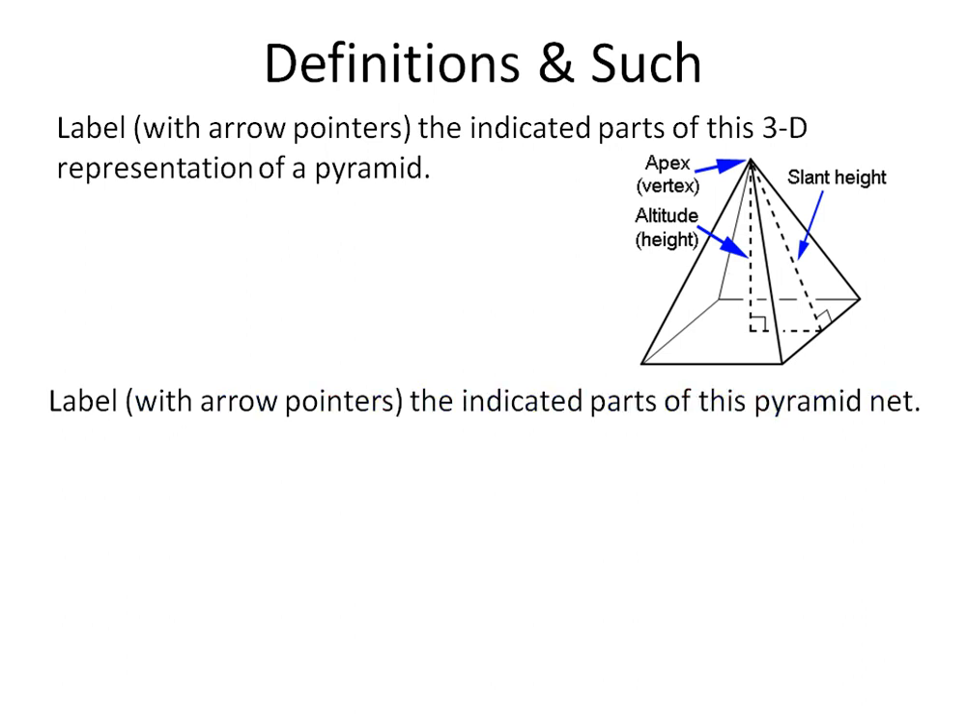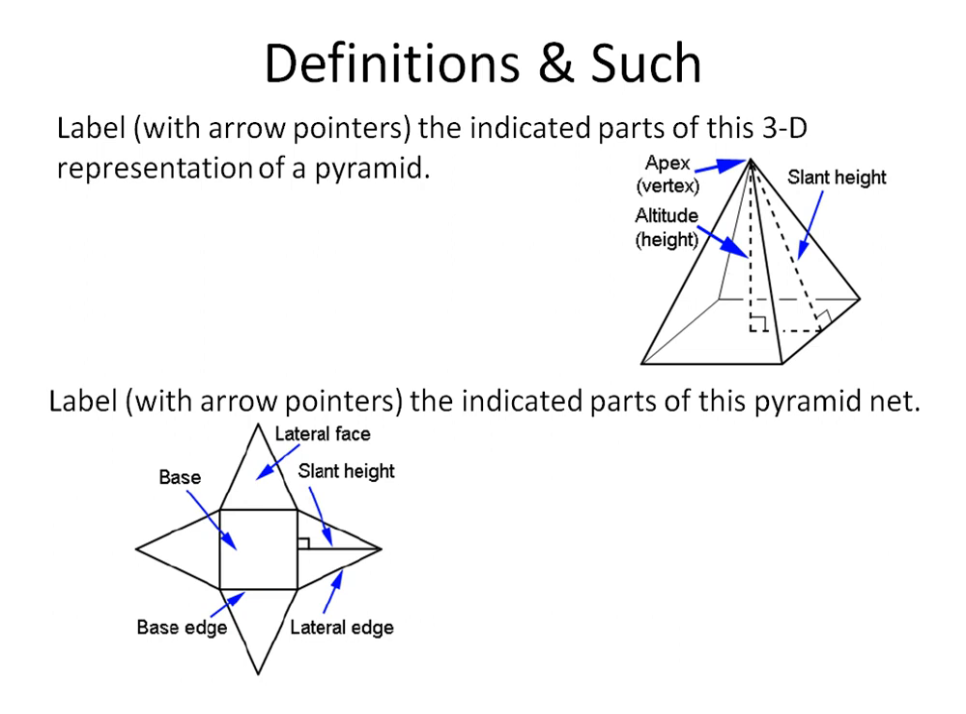And then the second thing they want us to do is label with arrow pointers the indicated parts of this pyramid net. So if we took this pyramid, cut it apart, and unfolded it, it would look something like this. Okay, so if you notice here, you've got a lateral face, a slant height is noted in one of these triangular faces, the lateral edge is indicated, the base edge is indicated, and the base is indicated.